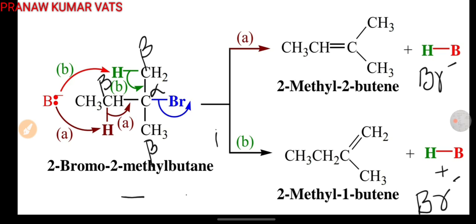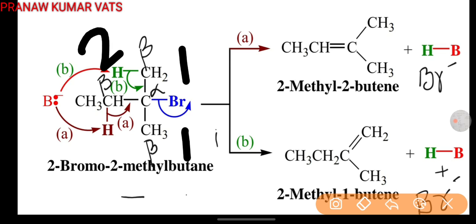So these beta hydrogens are numbered 1, 1 and 2. Why have I given 1 number? Because these two beta hydrogens are the same. Those are having the same number. They are the same beta hydrogen, meaning on elimination there will be formation of the same product.